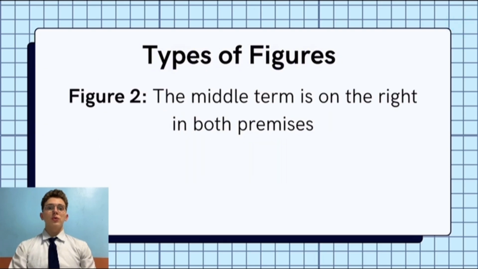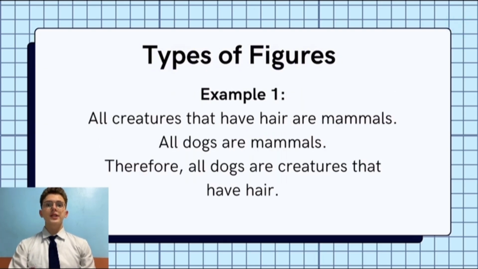Now, for figure 2, the middle term is on the right in both premises. Example 1. All creatures that have hair are mammals. All dogs are mammals. All dogs are creatures that have hair. Moving on to figure 2, the middle term in the first example is mammals. It appears on the right in both the first and second premise, meaning it belongs to figure 2.